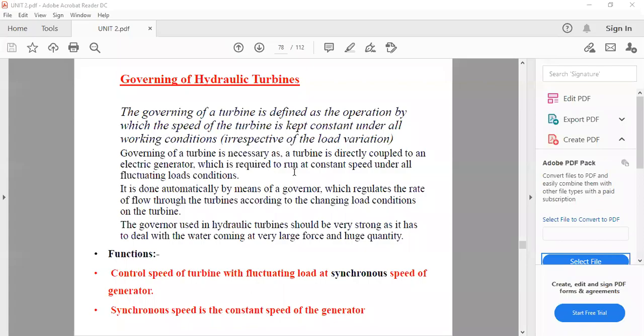So today we have discussed governing of hydraulic turbine. The governing of turbine is defined as the operation by which the speed of turbine is kept constant under all working conditions.